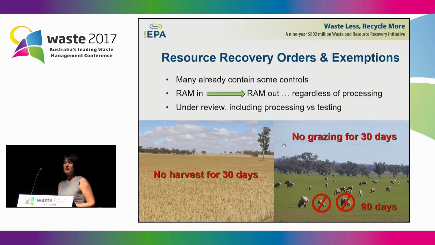So there's a bit of an update. There will be some change ahead. But many already have some controls. And I think the raw mulch, or now called the mulch order and exemption that we updated last year, is a really good example of that. You now need to do a risk management plan, a risk management assessment, which has an assessment of the plant material before it's mulched by somebody who knows what they're doing.